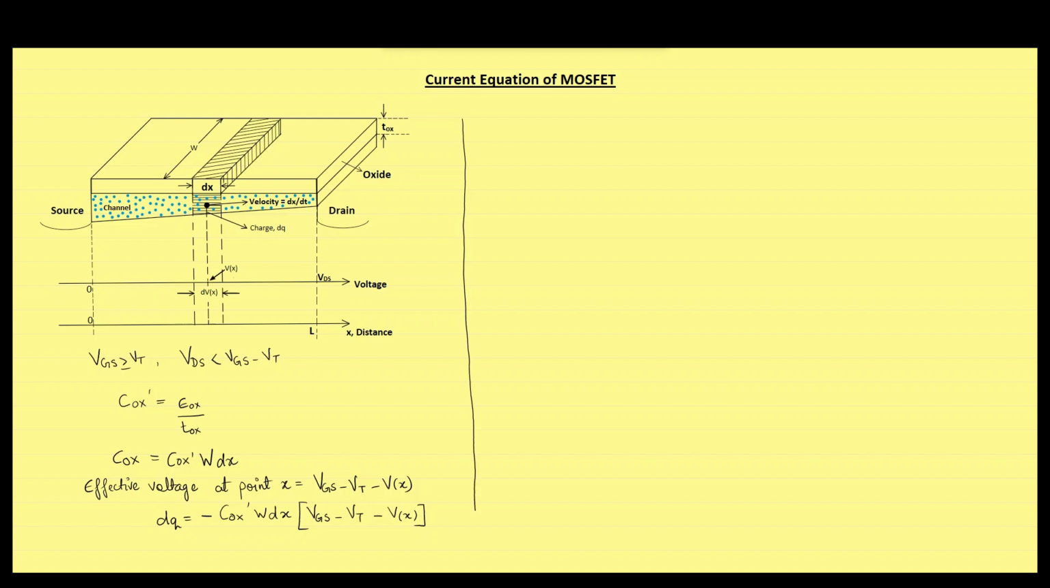At point x, the electric field can be expressed as negative of gradient of potential. This electric field Ex causes the elementary electronic charge dq to drift toward the drain with the velocity dx by dt, where dx by dt is equal to negative of mobility of free electrons multiplied by strength of electric field, which can be written in terms of potential also.